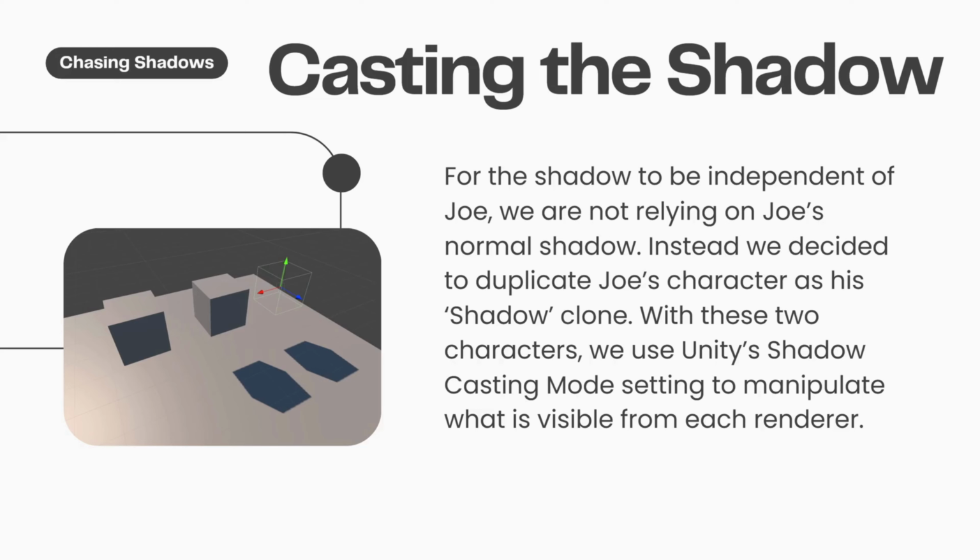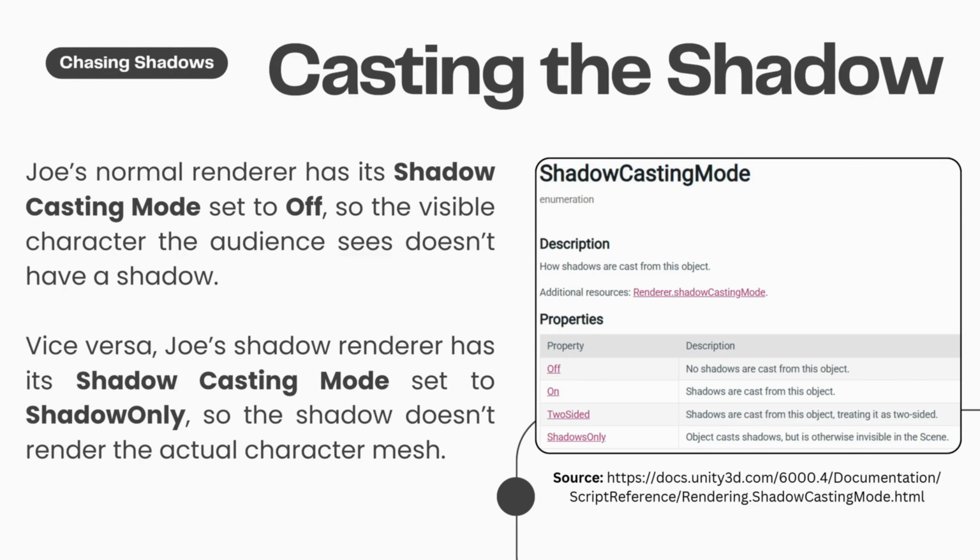The technical implementation that I led is how the shadow works. It uses Unity's shadow casting mode, and this allows us to have two characters. We have set Joe's renderer to shadow casting mode off, and vice versa, Joe's shadow has its renderer set to shadow only.